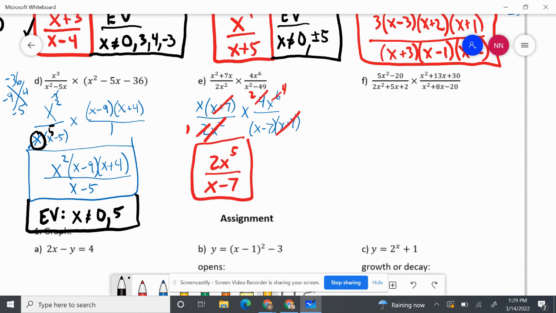When we're stating our excluded values, x cannot equal. We're looking at our denominator. Monomial is 0. And then what we have is 7 and -7. Okay, last one.